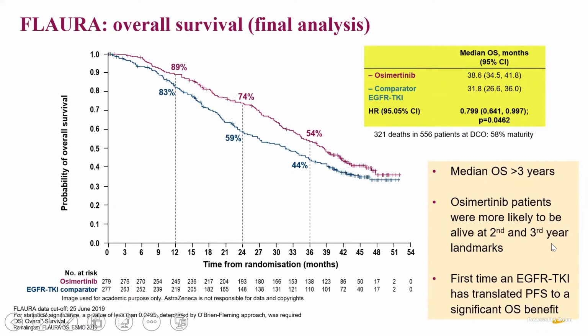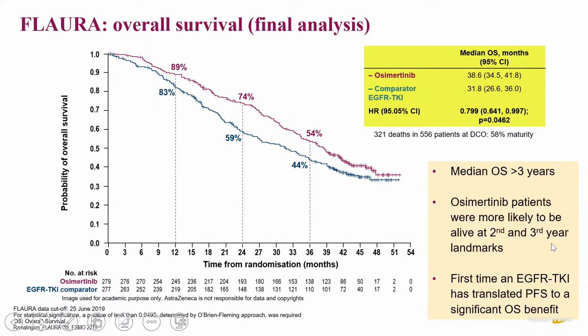Coming to overall survival, when the final analysis of the FLORA trial was done, you can see here the 1 year, 2 year, and 3 year differences. So median overall survival was more than 3 years. Osimertinib patients were more likely to be alive at the second and third year landmarks. You can see here second year 74% versus 59%, third year 54 versus 44%. So a 10% difference you can see.